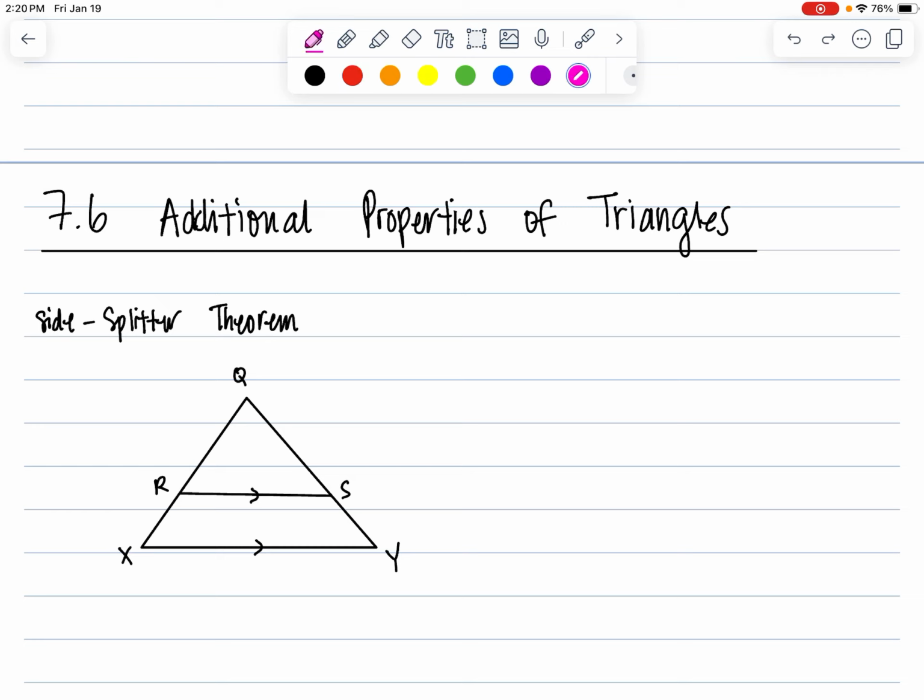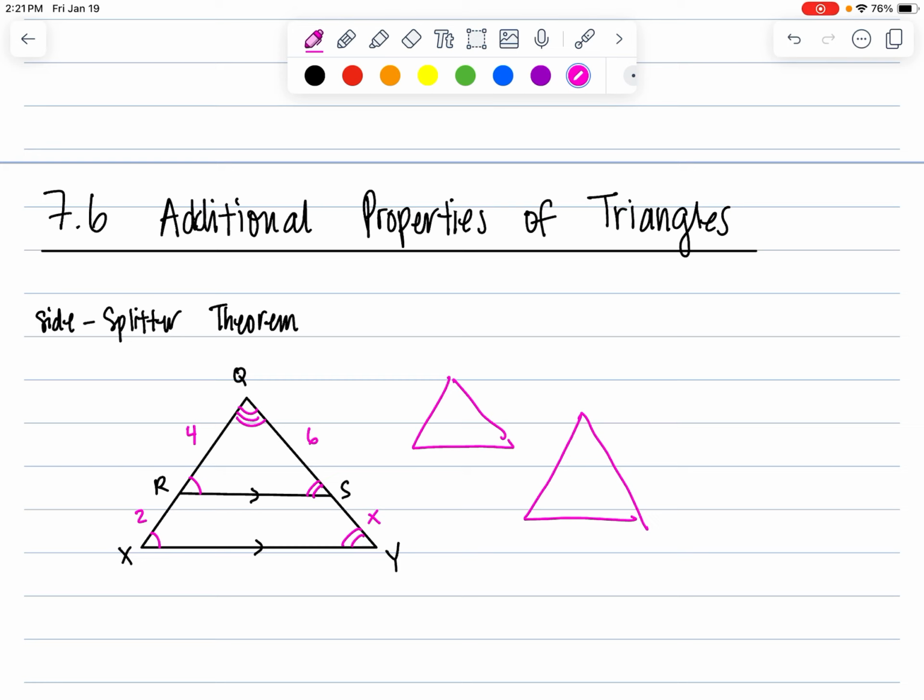Now, I'm going to do this in pink. Do not copy this down, just follow along. If, for instance, we have RQ with a length of 4, RX with a length of 2, QS with a length of 6, and then SY with a length of x. We don't know what it is. We know that these two triangles are in fact similar because of the parallel lines. We have corresponding angles, and then ironically enough, Q would also be in both triangles. If we redrew them, we would have a small triangle QRS and then a big triangle QXY.